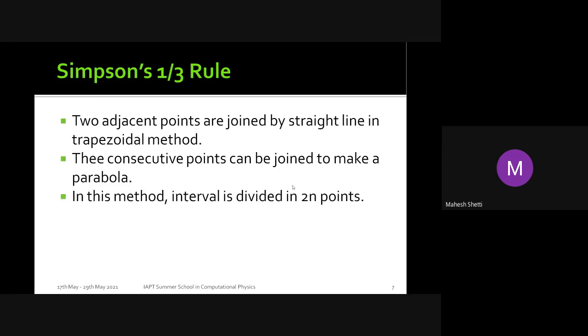Because you want to take 3 points and then next 3 points and so on, your entire interval should be divided into 2n intervals. To give an example, suppose my interval is divided into say 100, 2n is 100, so n is 50 then. Now my points are going to be x0, x1, x2, x3, x4 up to x100. But I'm going to only consider 50 intervals.